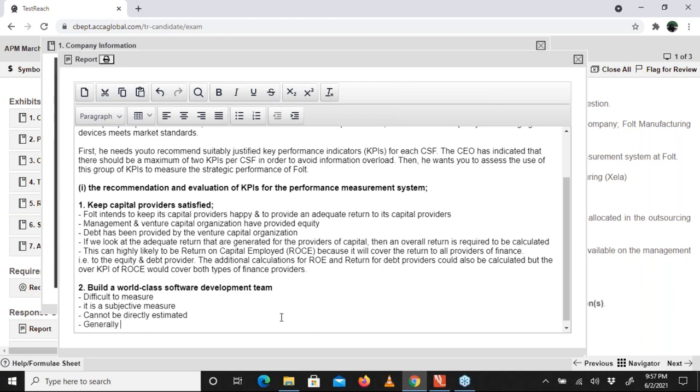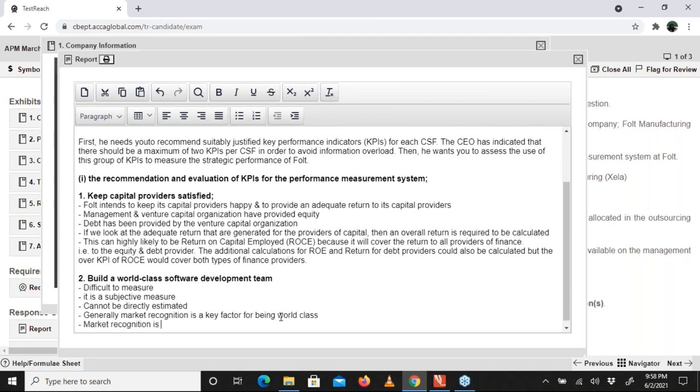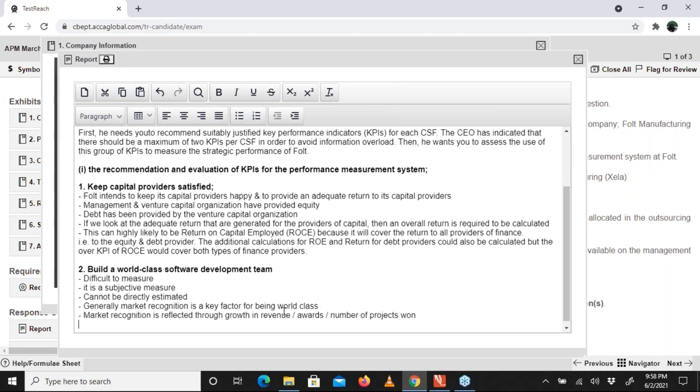Generally, market recognition is a key factor for being world class. Market recognition is reflected through what? It is generally reflected through growth in revenue, the awards, and the number of projects won. These are a few things that could actually give you market recognition.